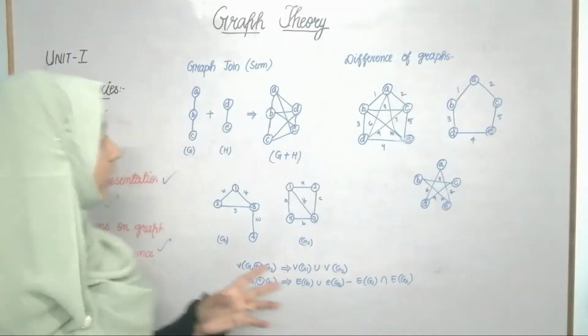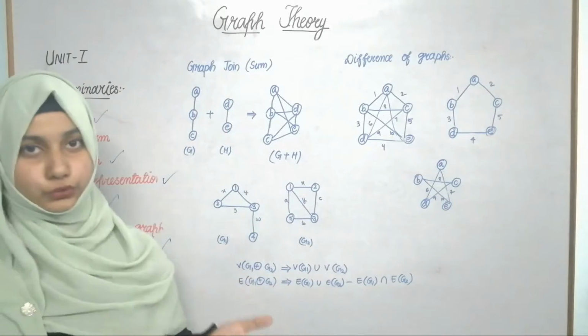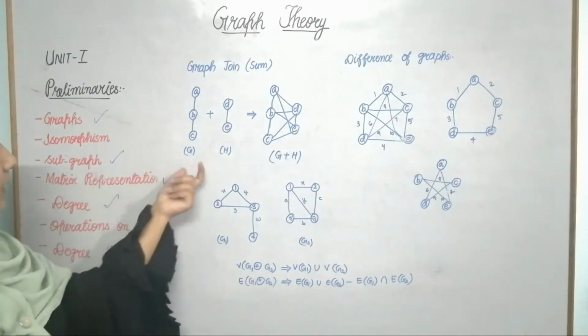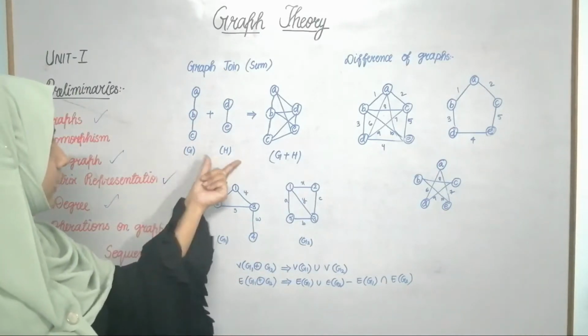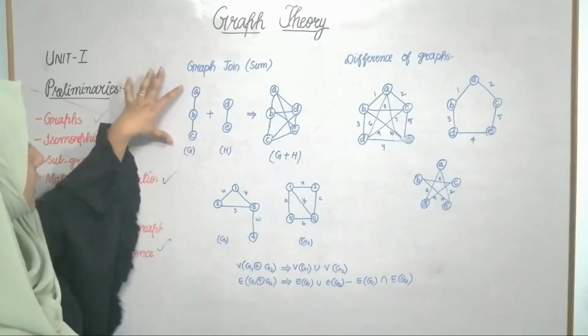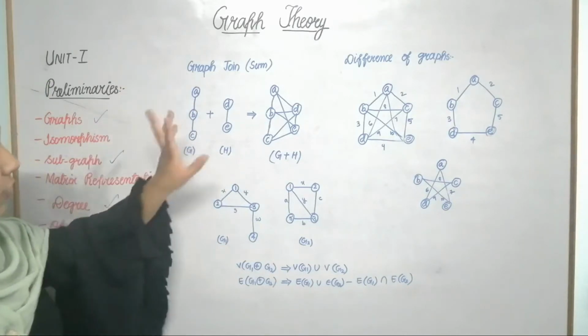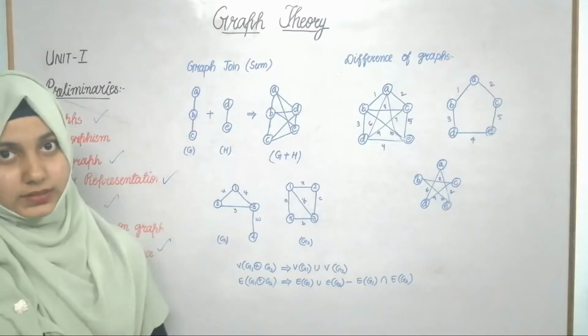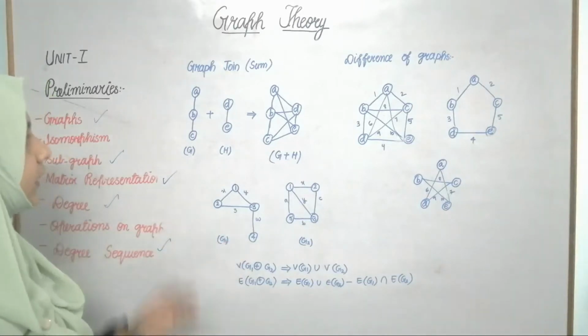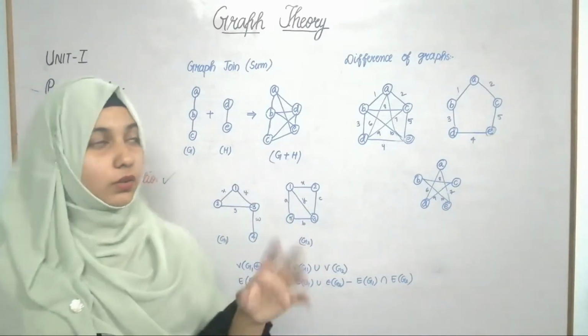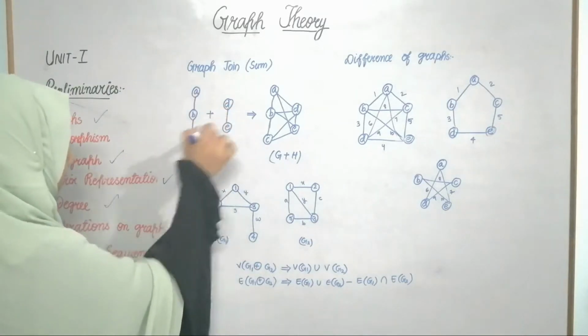Moving on, we have graph join, or the sum of two graphs, whatever you call it. Here you have one graph and another graph, G and H. G contains 3 vertices and H contains 2 vertices. Now the addition, the sum or the join of two graphs, means what? You need to connect each vertex with the other vertex.